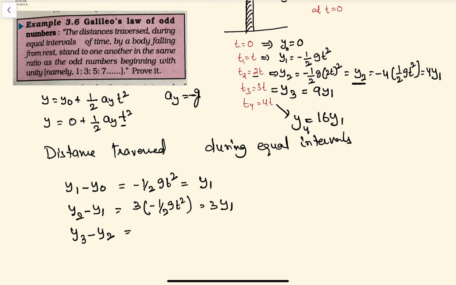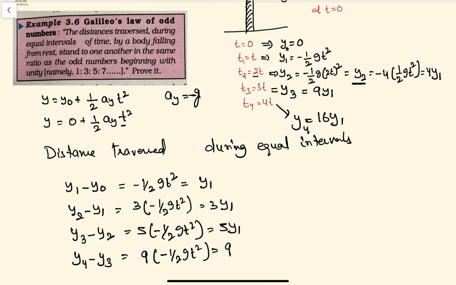If you take it, what do you get actually? 9 minus 4, 5 into gt square, which is equal to 5y1. So y4 minus y3 is equal to 9 into gt square, which is 9y1. So what is the ratio? 1 is to 3 is to 5 is to 9.